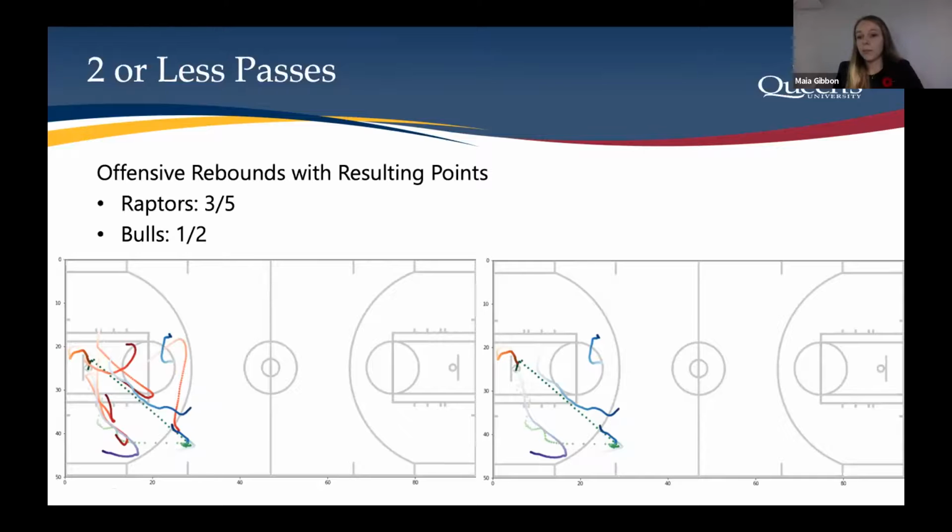So this typically happens when the player who catches the rebound may not be in a good shooting position, but their teammates are. So it requires a little more strategy on their part, but is also fairly common.